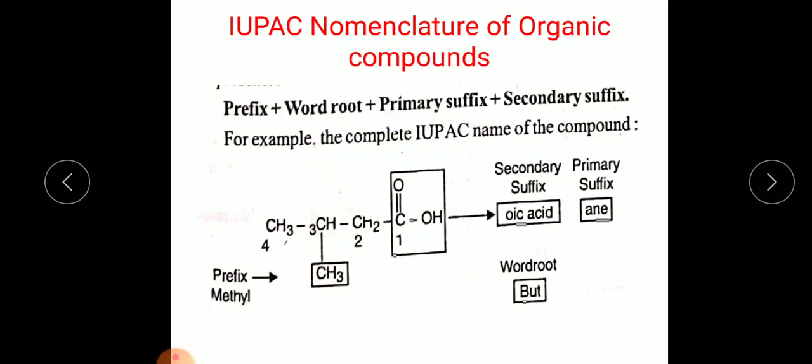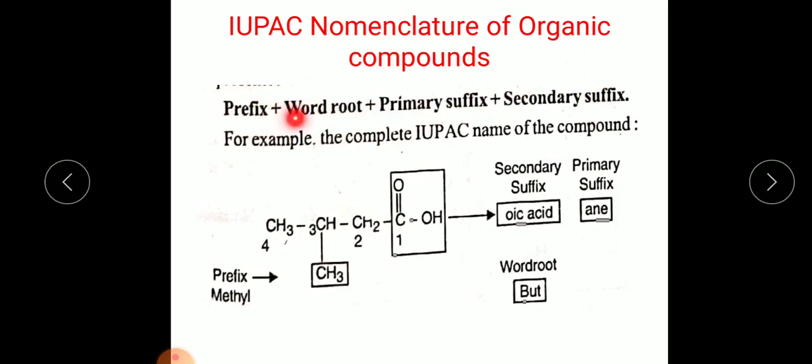In naming organic compounds, we follow this formula. The IUPAC name is written as first the prefix, then the word root, primary suffix, and secondary suffix. This is the general structure for an IUPAC name.